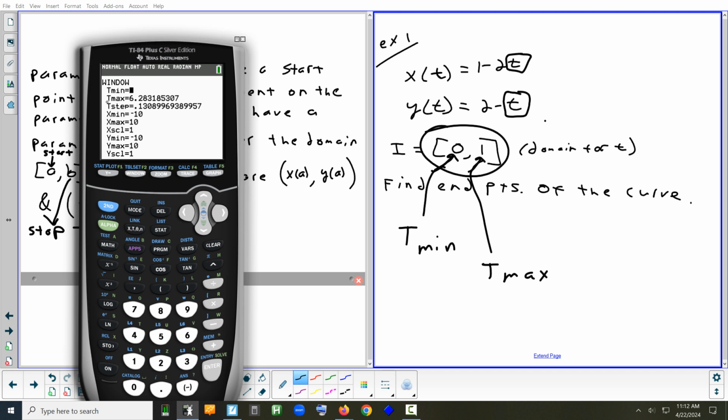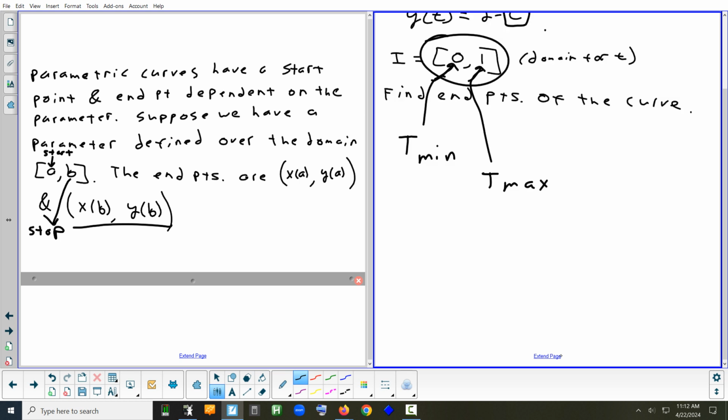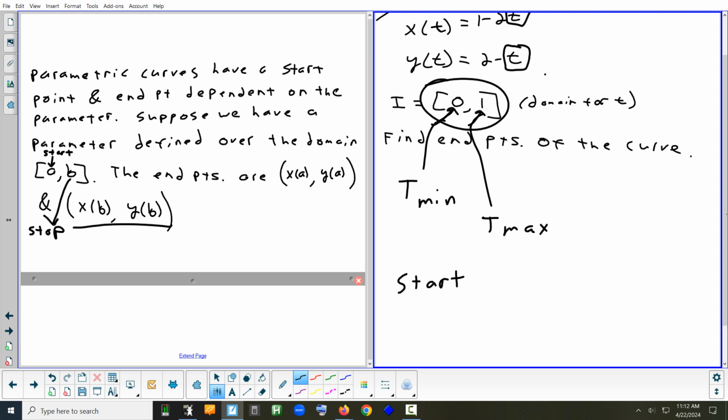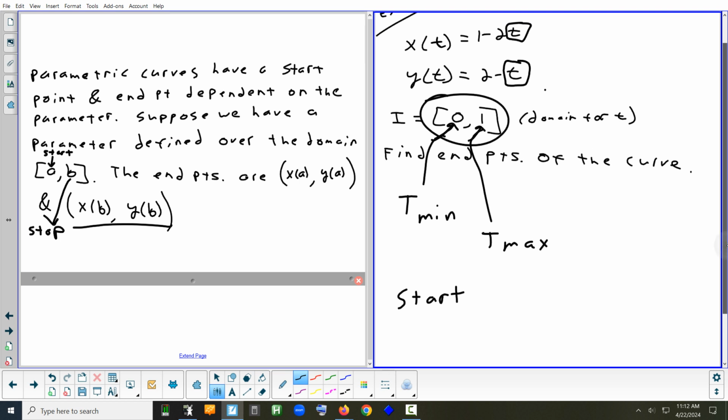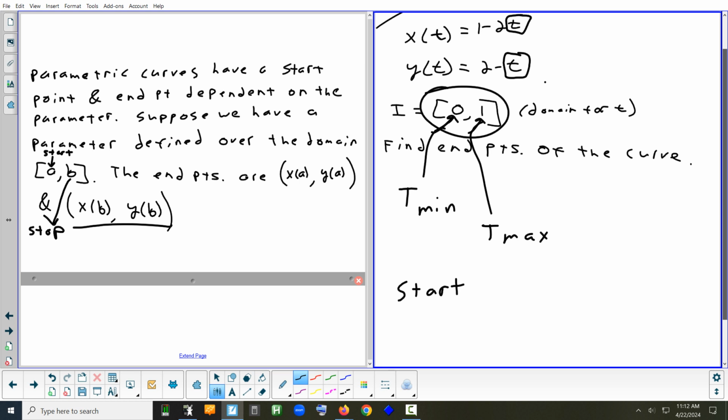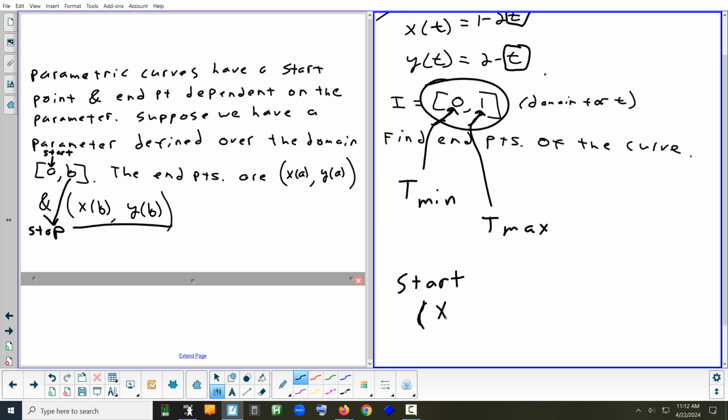All right. So let's see if we can find where the graph is going to start. Okay, what number is going to control where it starts? 0. And we're going to fill that in for what letter? T. We're going to fill in 0 for T. So let's find what happens when we plug 0 into the X formula and then into the Y formula.